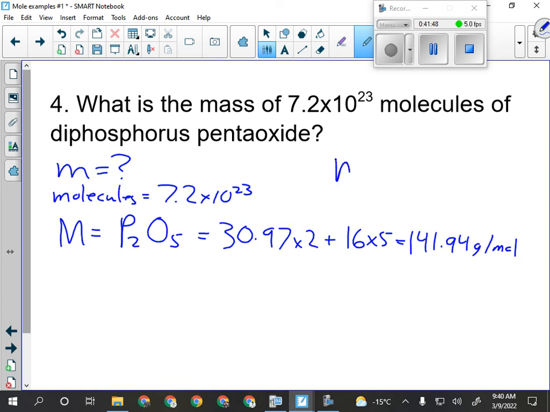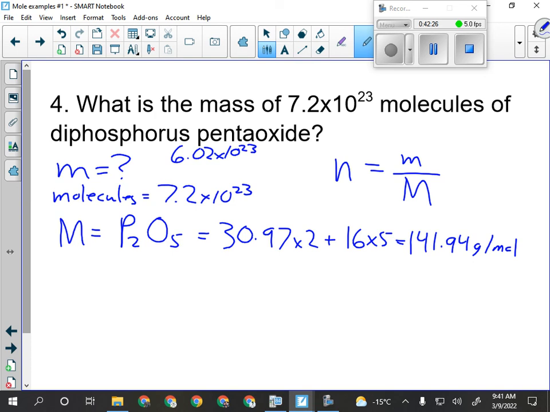If I'm going to get little m, I need the number of moles. I need n. And I can get that because I have the number of molecules and I know the number of molecules in 1 mole. What do I do with those two numbers to get n? I know how many I have, I know how many are in 1 mole, and I'm looking for number of moles. What do I do with those two numbers?